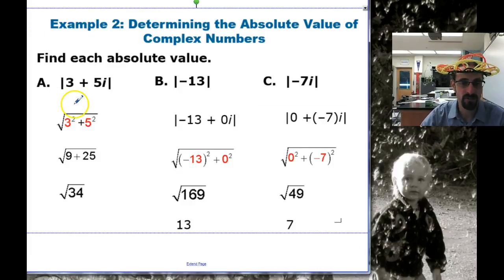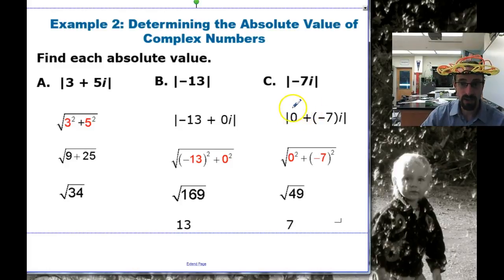So let's look at some examples real quick. If I have the absolute value of 3 plus 5i, again, 3 and 5, fair enough. I square both, I add them together. Same thing with the negative 13. We're like, what do you mean the negative 13? Well, there's no i, there's no imaginary value here. So you just take the negative 13 and square it. That's 169. Take the square root, and that's 13.